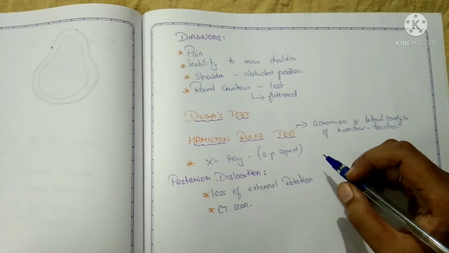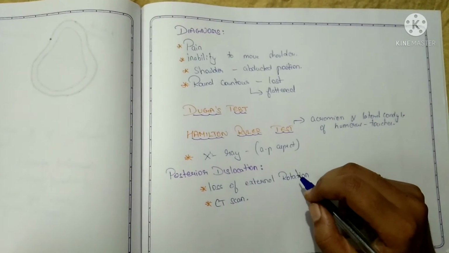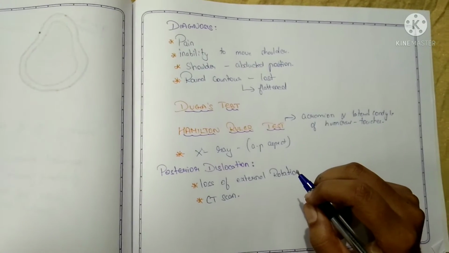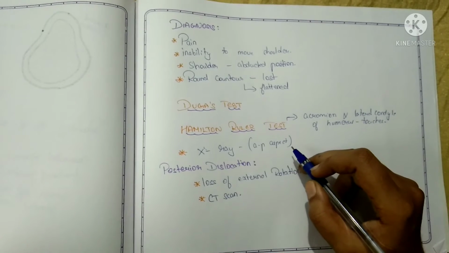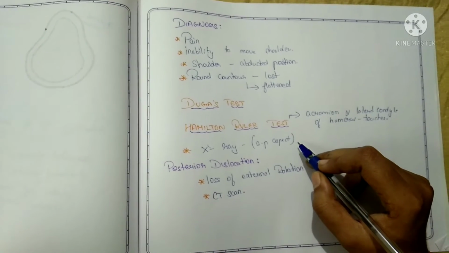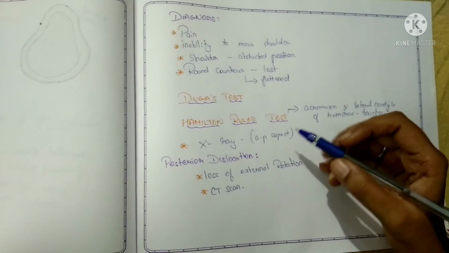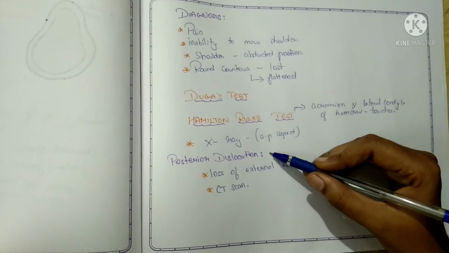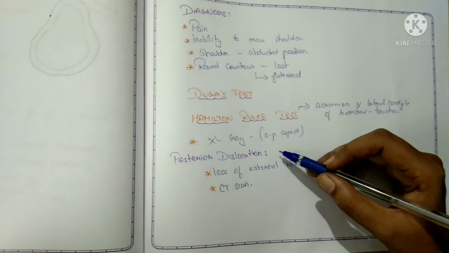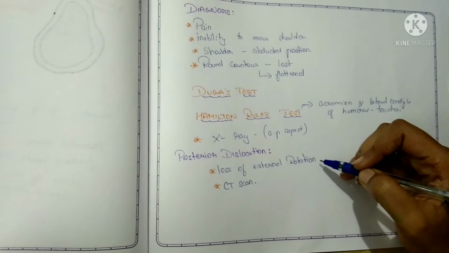Then we have the X-ray in the anterior posterior aspect, and in case of a posterior dislocation there will be a loss of external rotation and it cannot be viewed exactly in an X-ray. So a CT scan will be useful, and also we have to examine the X-ray properly. Very carefully the X-ray should be viewed. So these are the diagnosis criteria.